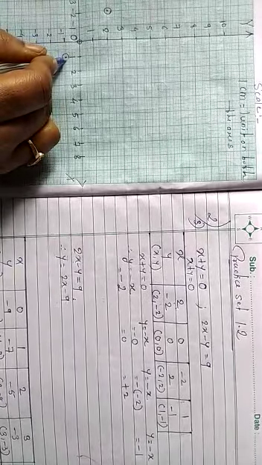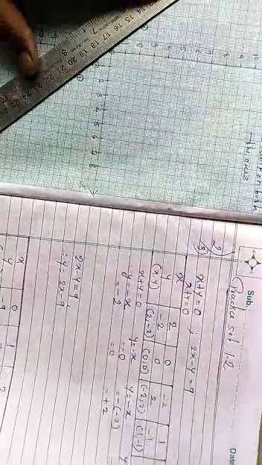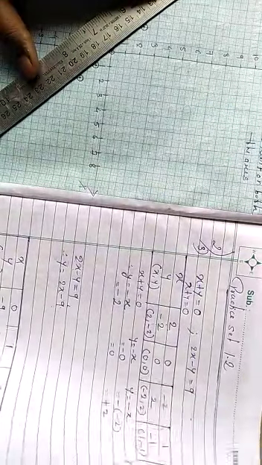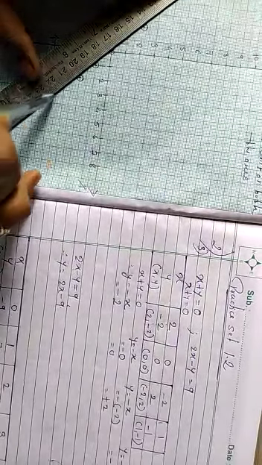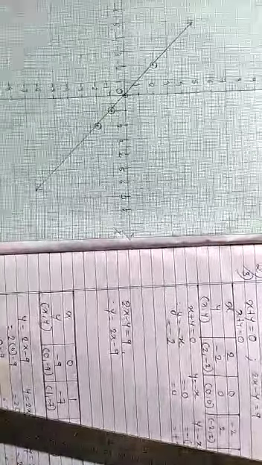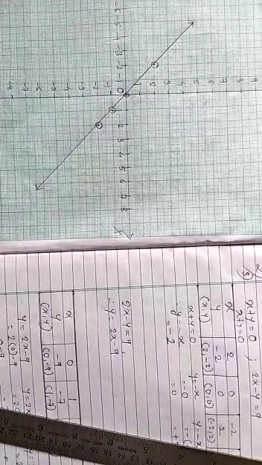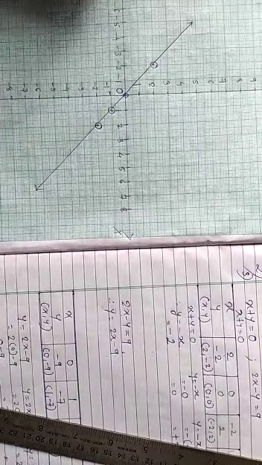So here, okay, now next what we have to do, we have to pass a line through these points, exactly through this center. Okay, done. See, while plotting the graph, we have to use pencil. I am using pen because if I use pencil, you will not be able to see it clearly. So that is the reason I am using pen. Next, this is the line for the equation x plus y equals to 0.